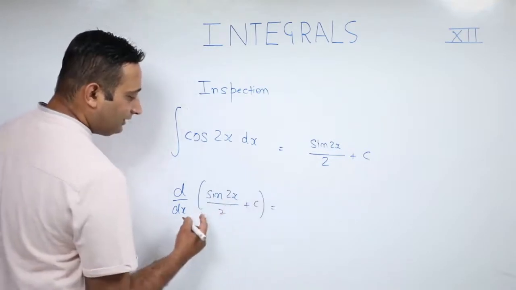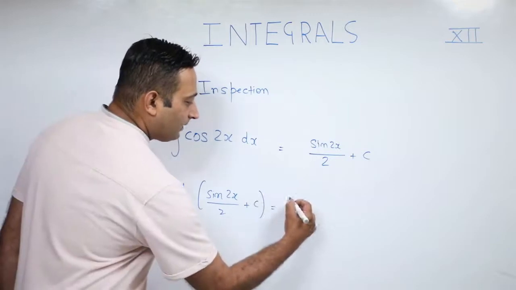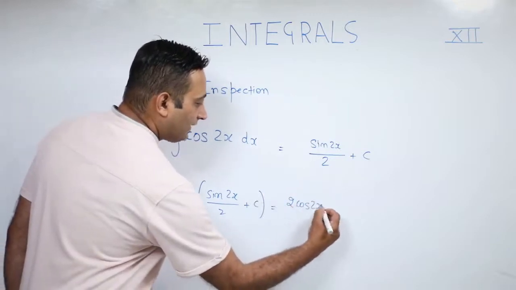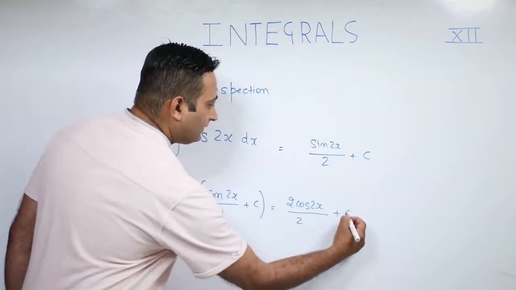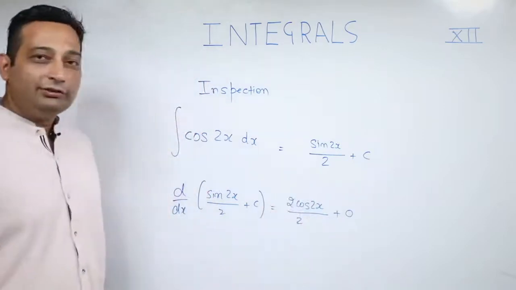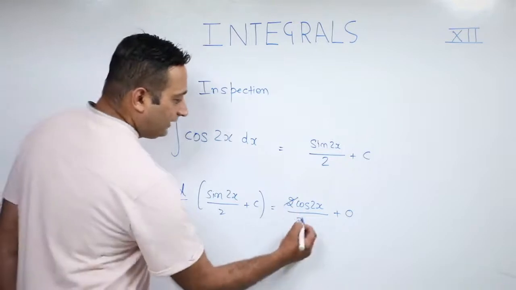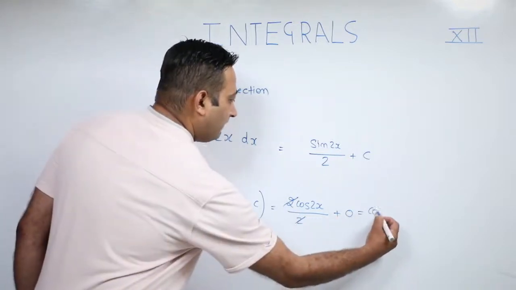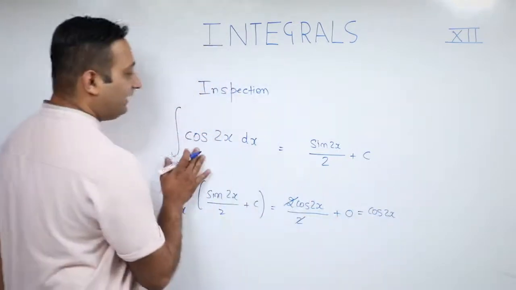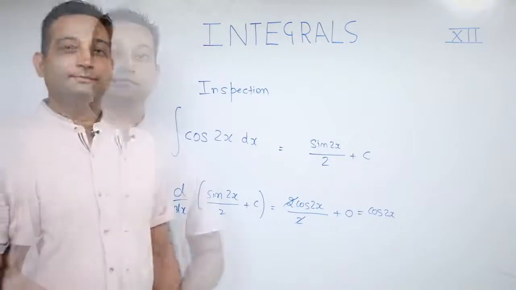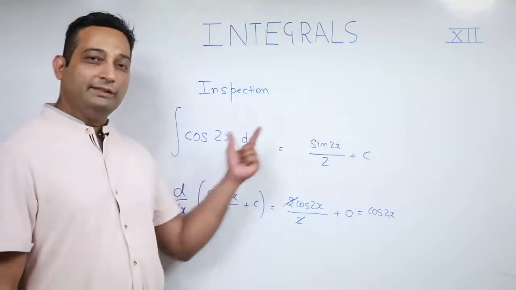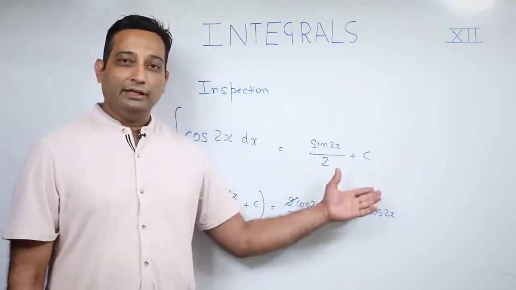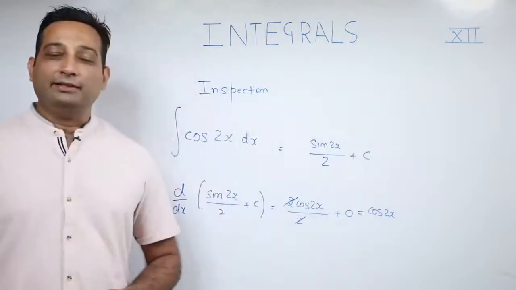Now the differentiation of sin 2x is 2 cos 2x by chain rule, and divide by 2 was already there, plus 0, because the derivative of a constant is always 0. Now we can see that this answer came out to be cos 2x, which is our integrand in the previous question. Hence, we have verified that the integral of cos 2x is sin 2x by 2 plus c, which is by the inspection method.